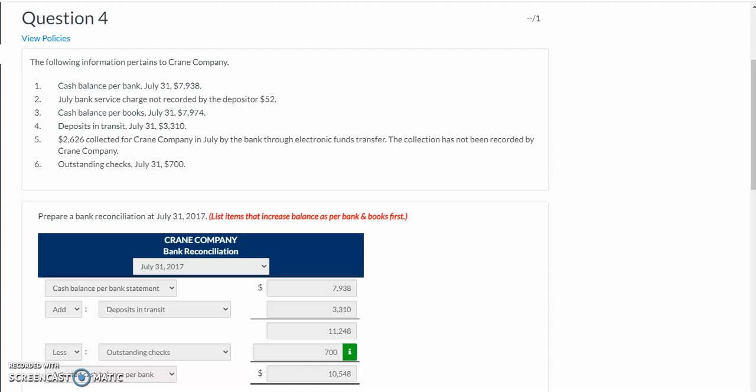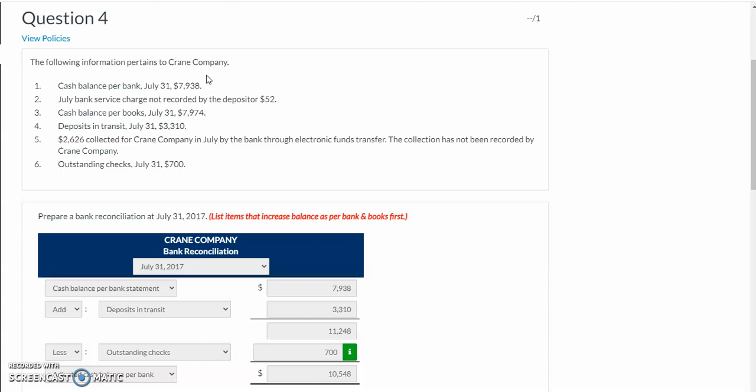Hello everyone. In this video, we will be discussing bank reconciliations as part of our content in Chapter 7. Specifically, we're going to be going over an example. It will be question 4 in the end of chapter practice. In this example, we are given some information for a crane company, and we need to prepare a bank reconciliation for the month of July.